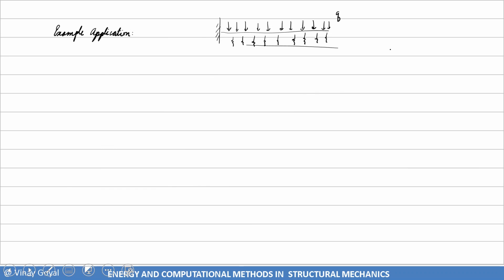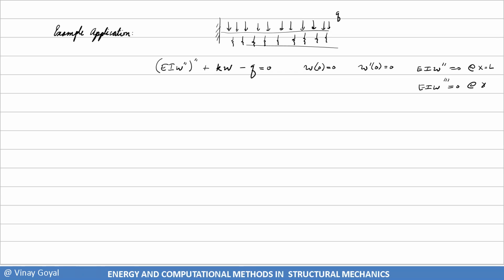And the governing equation for this was found to be EI W double prime plus KW minus Q equals 0, with the boundary conditions of W(0) equals 0, W prime(0) is 0. And finally, I have EI W double prime is 0 at L, and EI W triple prime is 0 at X equals L.